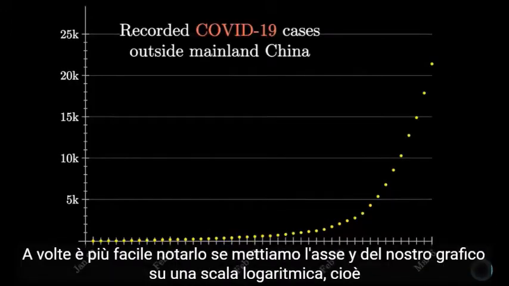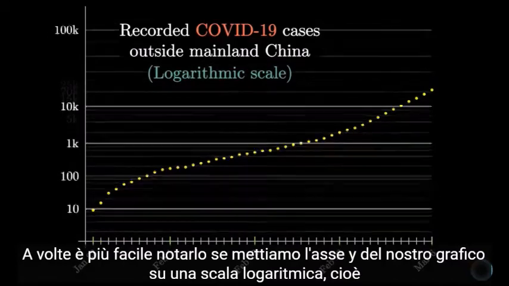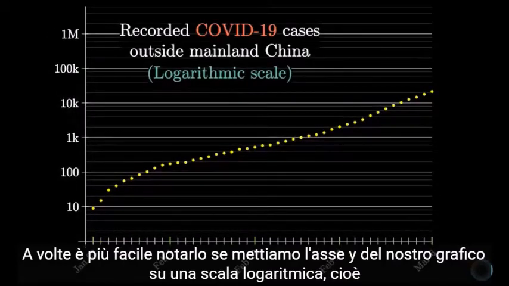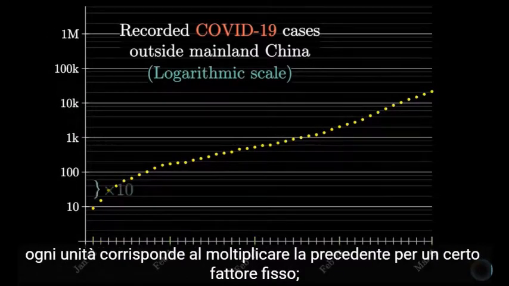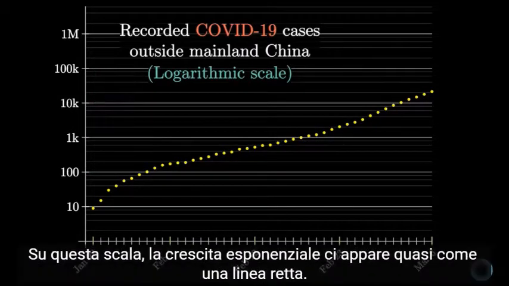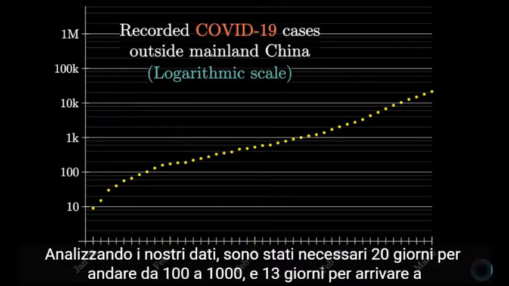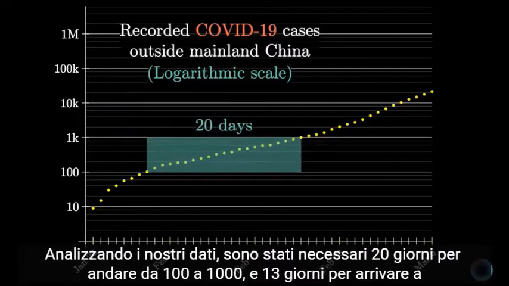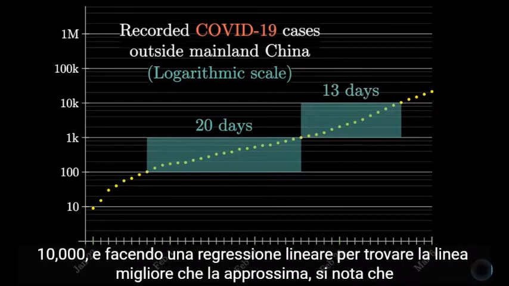This is sometimes easier to see if we put the y-axis of our graph on a logarithmic scale, which means that each step of a fixed distance corresponds to multiplying by a certain factor. In this case, each step is another power of 10. On this scale, exponential growth should look like a straight line. Looking at our data, it seems like it took 20 days to go from 100 to 1,000, and 13 days to go from that to 10,000.